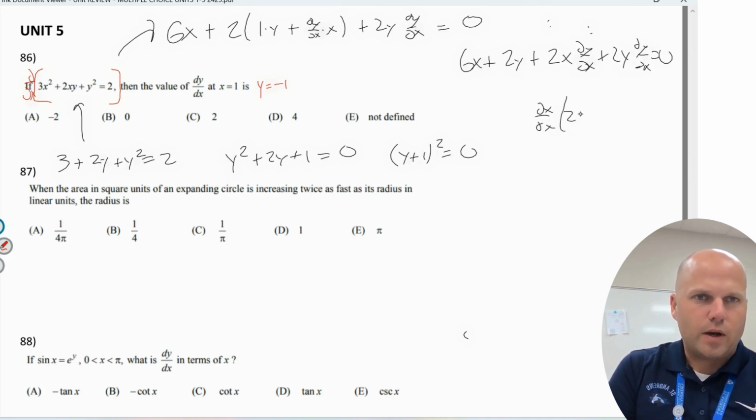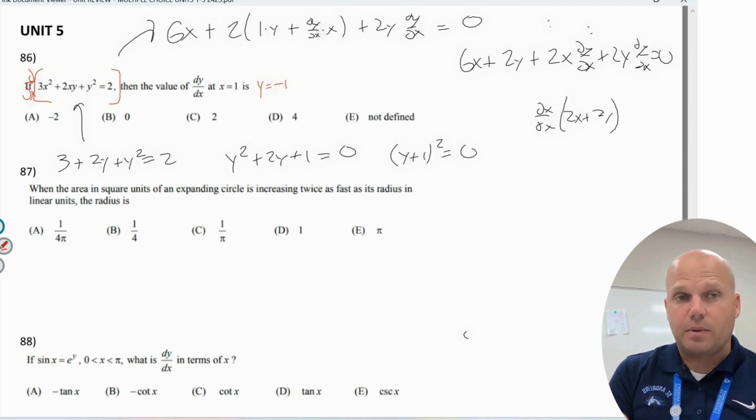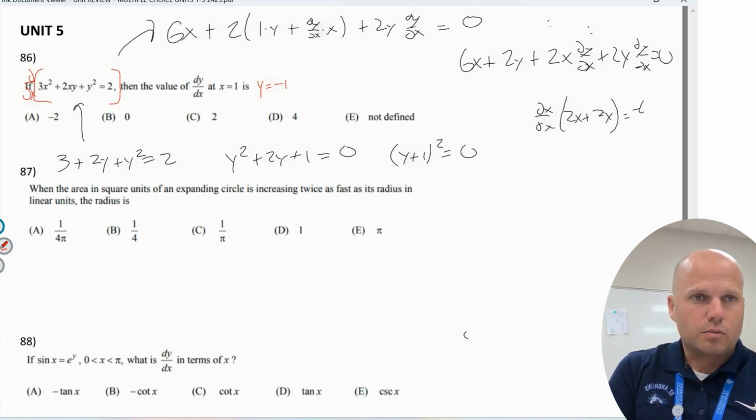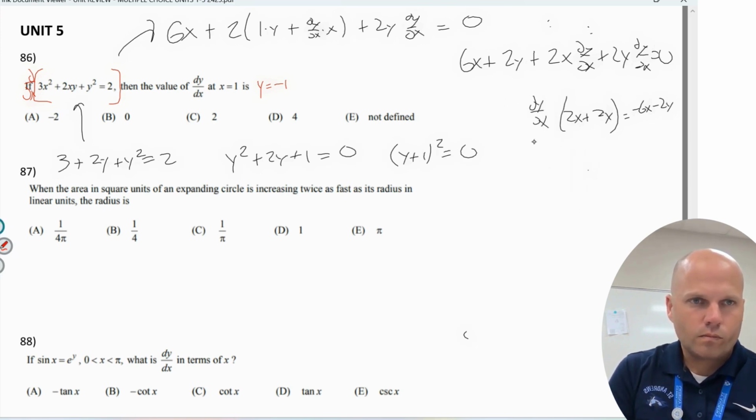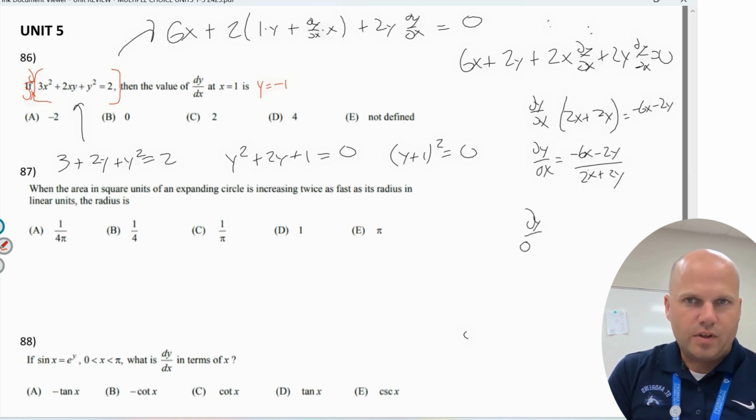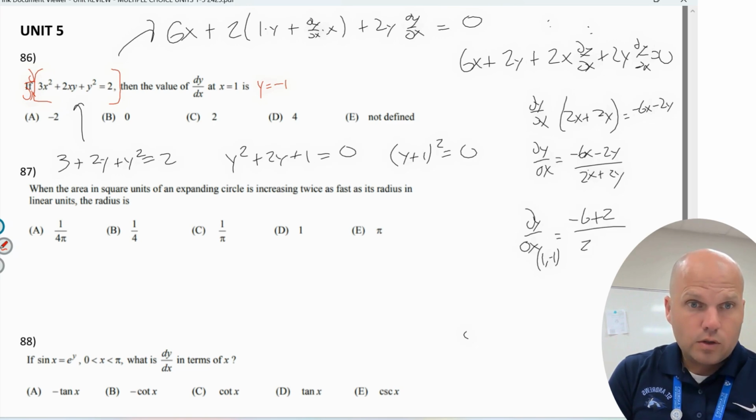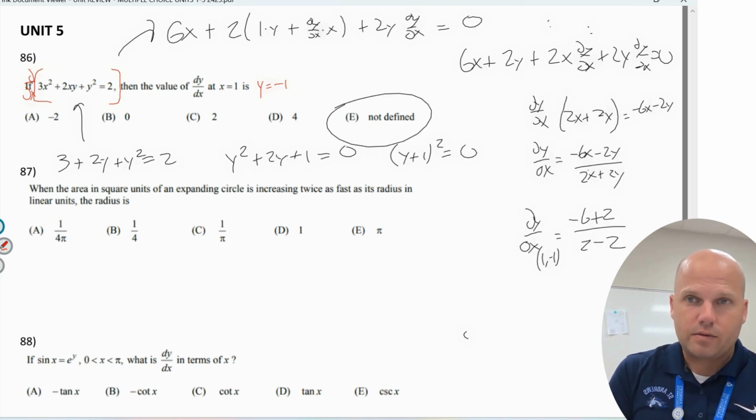Going to factor it out from the 2x and the 2y. Probably should just divide everything by 2, to be honest. Subtract the 6x, subtract the 2y. Oof, that's dy/dx. I should have divided everything by 2. Now we're going to plug in 1, negative 1. So we got negative 6 plus 2 over 2 minus 2. It's undefined. It's negative 4 over 0.